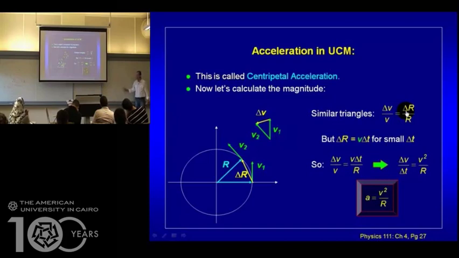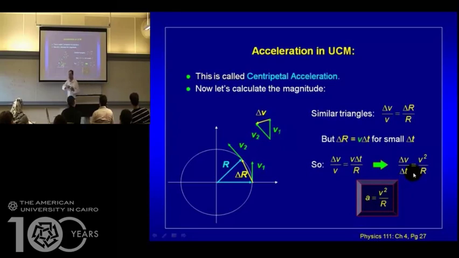So I'm going to rearrange that equation. So delta V over delta T will equal V squared over R. Right? Okay. So now, if you get delta V over delta T equal to V squared over R, and you take delta T to be very small, that means that the acceleration is equal to V squared over R. And this is the radial acceleration equal to the velocity squared over R.